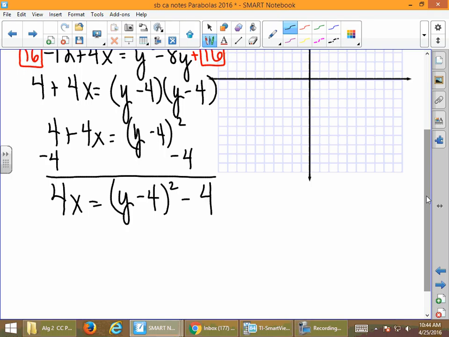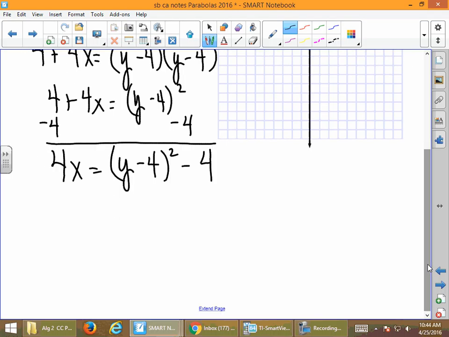Divide by 4. We have to divide by 4 because we want to get x equals. In this case, it could have been y equals, but x had the exponent of 1. So it's not quite so 4 intensive here when we finish. We get x equals.